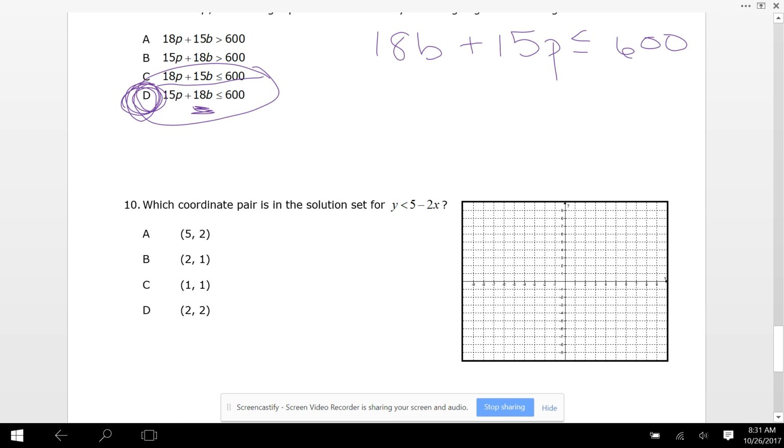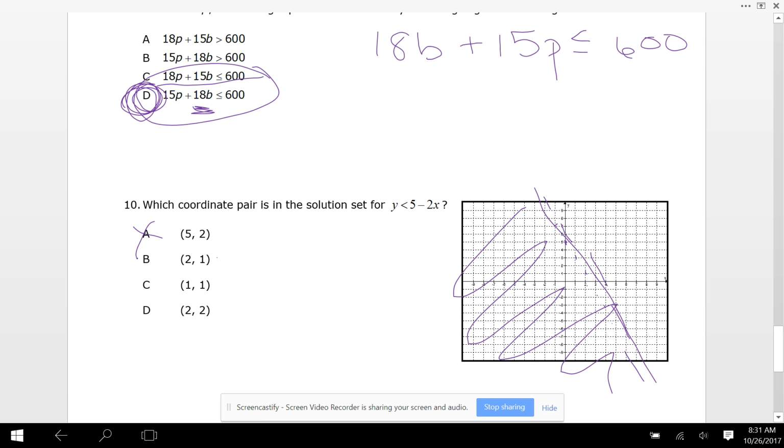Let's put this line on there real fast. It's going to start at 5, my boundary line. My slope is negative 2, so I'm going to go down 2 over 1, down 2 over 1. Your line's going to be better than mine. It's going to be dotted, and I'm shading below.